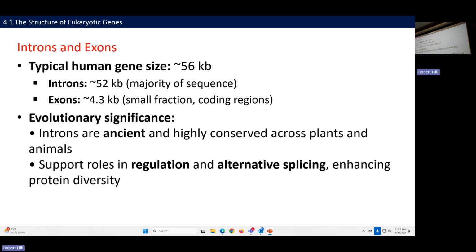Okay. Introns are really old, right? We know that. They've been around. They're in plants and animals, so that tells us that they're very old. They're very important in regulation and also required to do alternative splicing, which we'll learn about in a minute. But basically, alternative splicing is the production of many splice variants, many variations of a single protein.